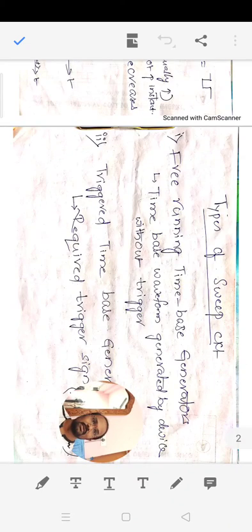Our statement here is that the main objective of the circuit is: if you apply an input signal, which may be a pulse or a square wave, then the output waveform generated by this Miller sweep circuit is a ramp signal. That ramp signal is of negative type, right? So this is the negative ramp signal generated by the Miller circuit. Thank you.